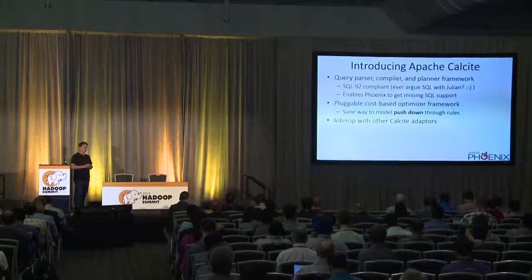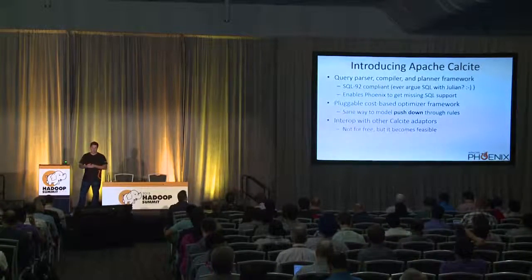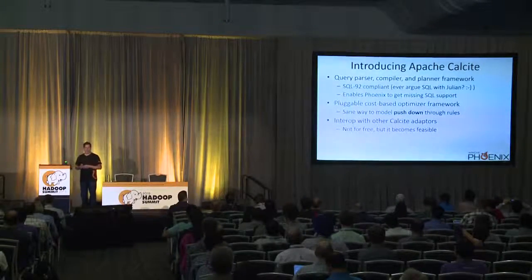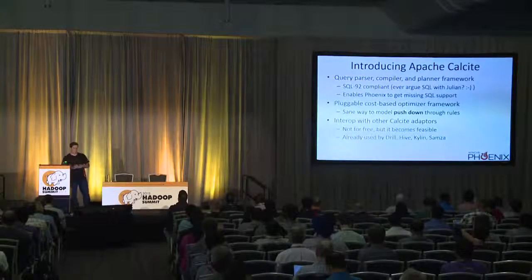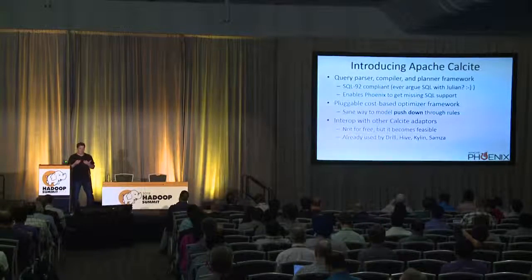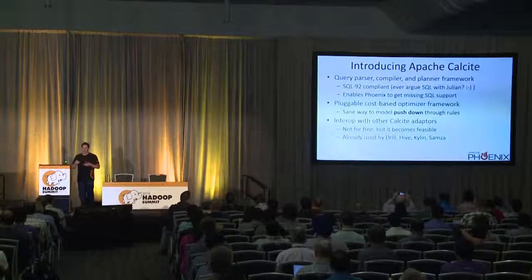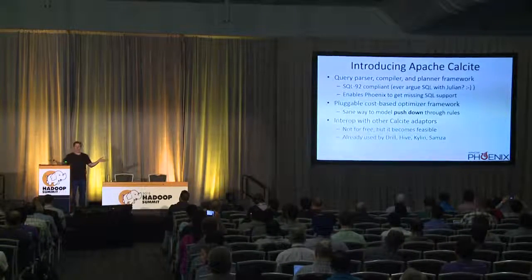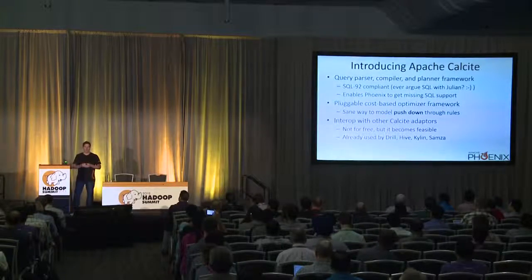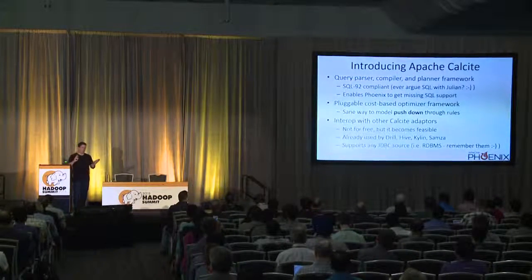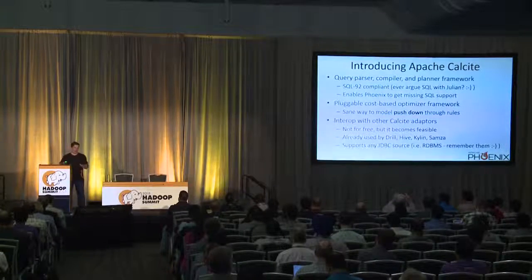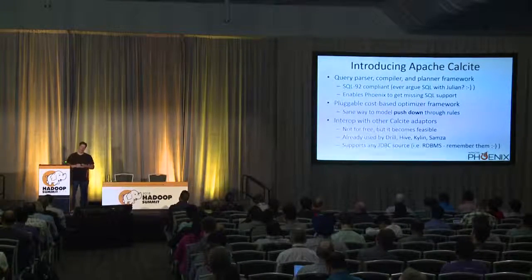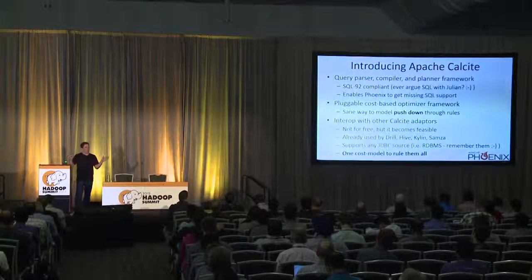The other reason it's really interesting is for interop. It's not for free, so don't get me wrong. It's not like all of a sudden you're going to be able to query all these different data sources, such as Drill, Hive, Kylin, Samza, and Phoenix. But it is feasible, because now you've got one framework that they all live inside of, and they all define their rules in the same way. Oh, and don't forget about relational database sources. I don't know about you guys, but Salesforce still has quite a bit of data in relational databases. So the whole idea is one cost model to rule them all.